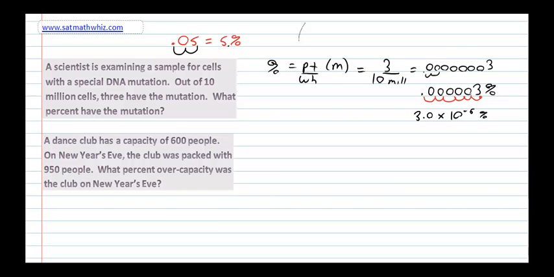Next problem. A dance club has a capacity of 600 people. On New Year's Eve, the club was packed with 950 people. What percent over capacity was the club on New Year's Eve?